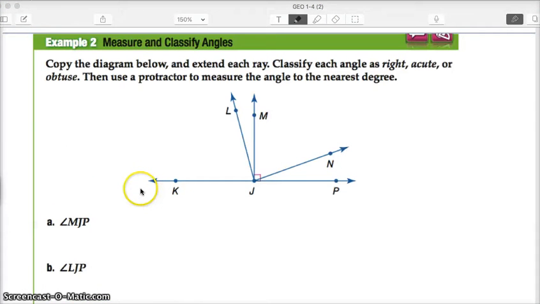Here in example 2, we're going to measure and classify angles. So we'll copy the diagram below and extend each ray and classify each angle as right. We know that's 90 degrees.